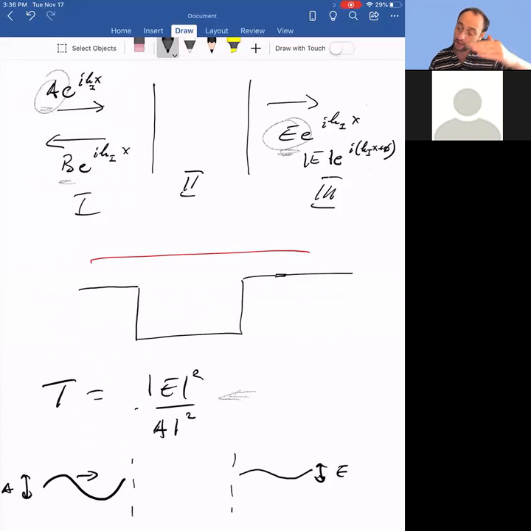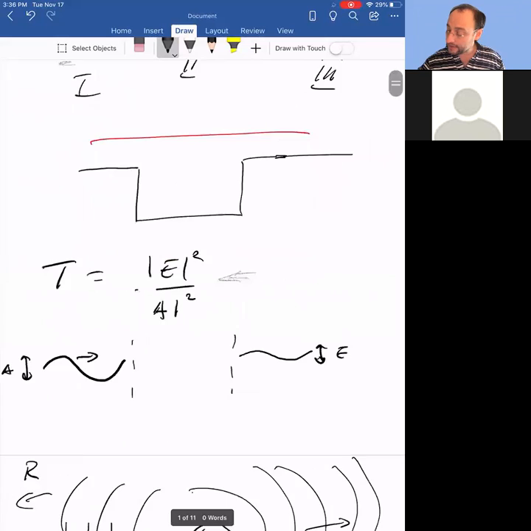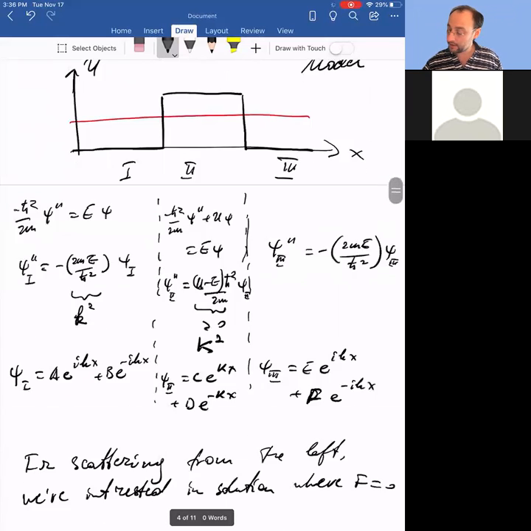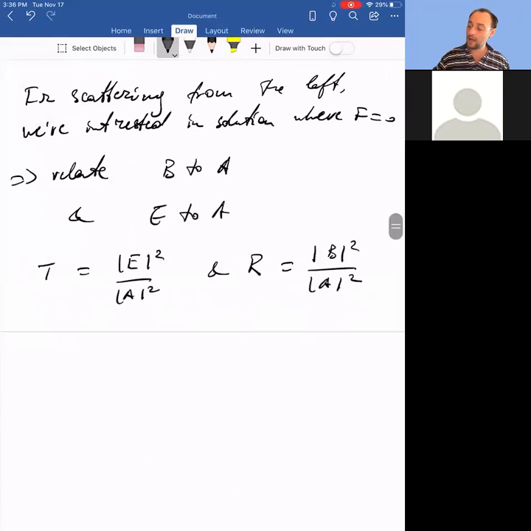as you lower energy, right? As you consider incoming particles with a smaller value of kinetic energy, well, the amplitude of the outgoing wave will be a little bit smaller and the amplitude of the reflected wave will be a little bit larger. So there is a solution for any energy above the well, and depending on the energy, the relative magnitudes of E and B change. And the same thing happens here.